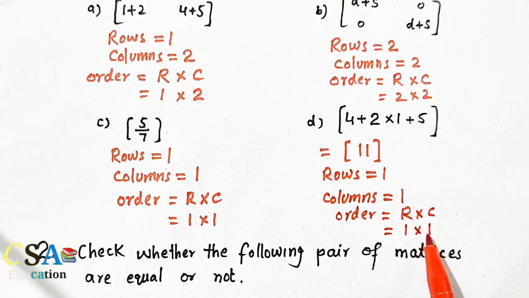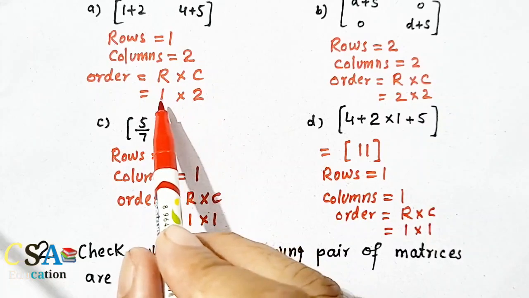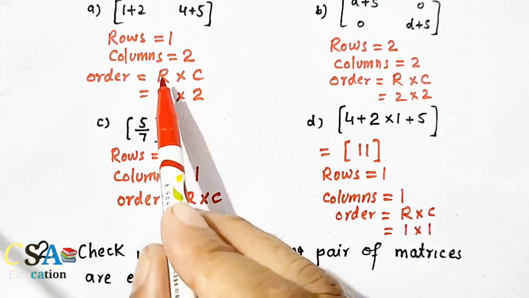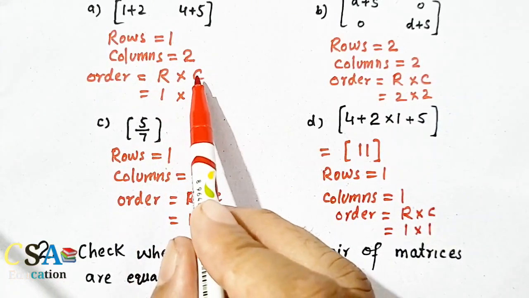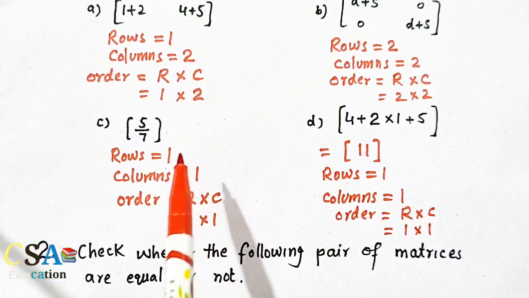Don't multiply 1 by 1, or 1 by 2 and make 2. It's wrong because 1 represents rows and 2 represents columns. That's why we write it as it is.